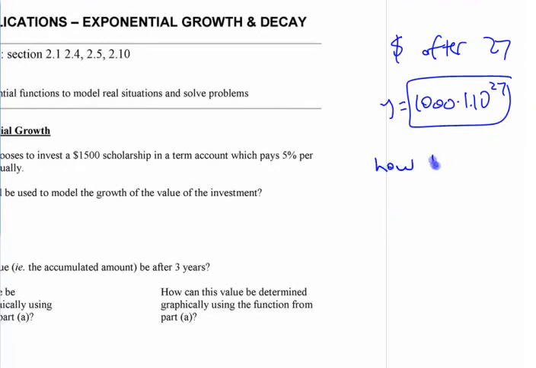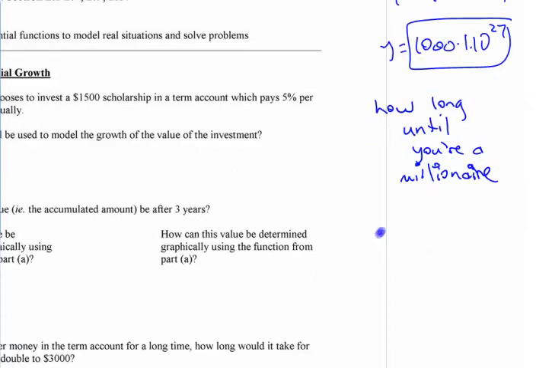How long until you're a millionaire? How long until you're a millionaire with your $1,000 in the bank? If we want to solve that, you can take your function and what are we going to do with this now? Yeah, change y to a million, right? Now I'm not going to leave this at 27. This is the unknown. You're going to substitute in the one you want and then solve it, right?